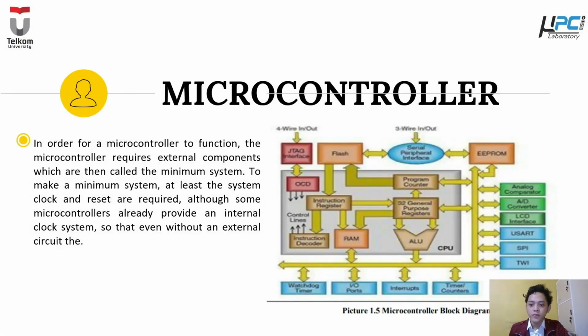In order for a microcontroller to function, the microcontroller requires external components which are then called the minimum system. To make a minimum system, at least the system clock and reset are required. Although some microcontrollers already provide an internal clock system, so that even without an external circuit, the microcontroller can work properly.